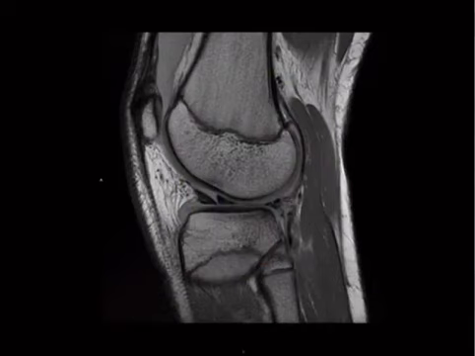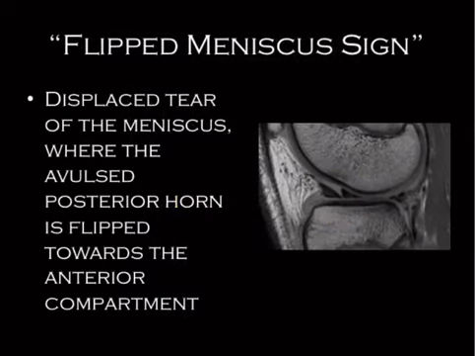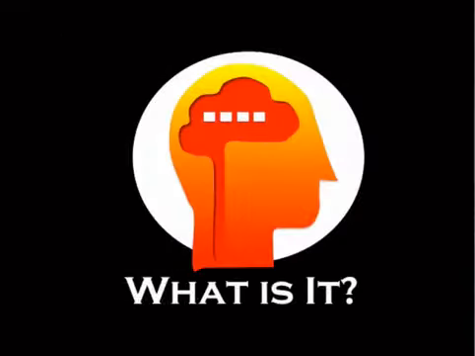All right, next case, still in the knee. And what we're seeing here is a weird-looking too many triangles, right? It's supposed to look like a bow tie or two triangles, depending on what cut you're at. And we've got a triangle with another triangle in front of it. This is the so-called flipped meniscus sign, where you have a displaced tear of the meniscus, where you've avulsed a posterior horn and flipped it into the anterior compartment. You can sort of use your imagination there.